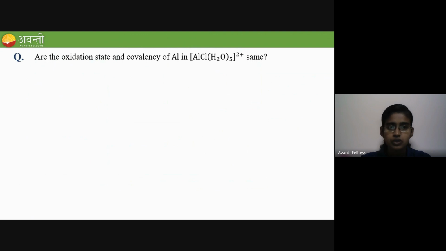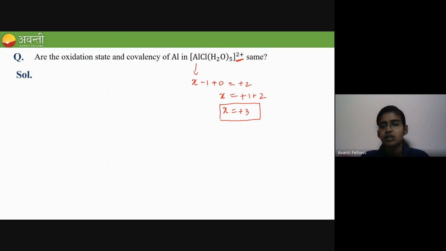Now let us move on to one question. Are the oxidation state and covalency of aluminium the same? So how to find out the oxidation state of aluminium? Let me take aluminium as X, and for each chlorine I have to give -1 charge. Water is neutral, so it is 0, 5 into 0 is 0, which is equal to the charge on the complex. Charge is +2. When you bring this -1 to the other side, it will be +1. So X is equal to +3. So the oxidation state of aluminium is +3.